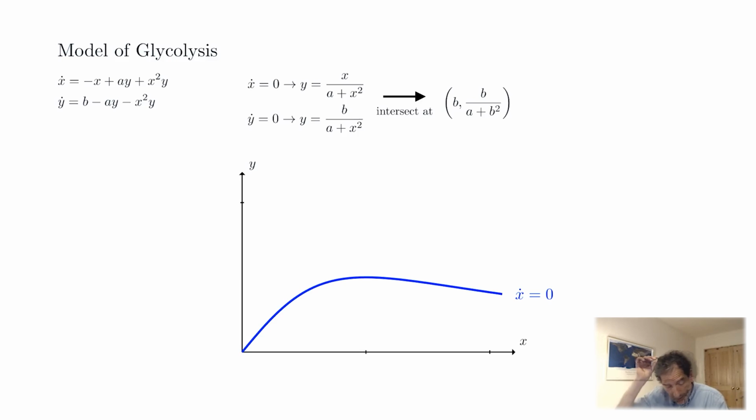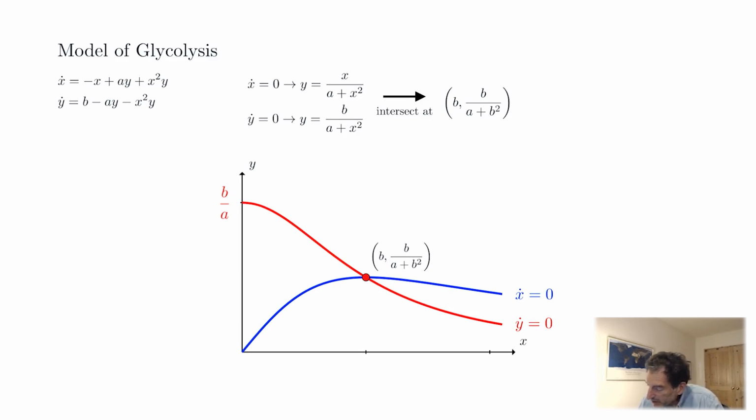And the nullcline for Y dot equals 0. So at X equals 0, it starts out at B over A. And we see that for large X, it falls off as 1 over X squared. So it falls off faster than the X dot nullcline. So it's going to intersect at some point. So it looks something like this. So this is the nullcline Y dot equals 0. And so there's a fixed point here whose stability we're going to try and determine.